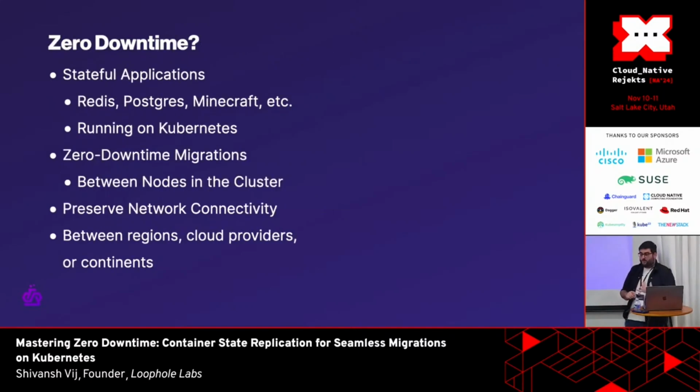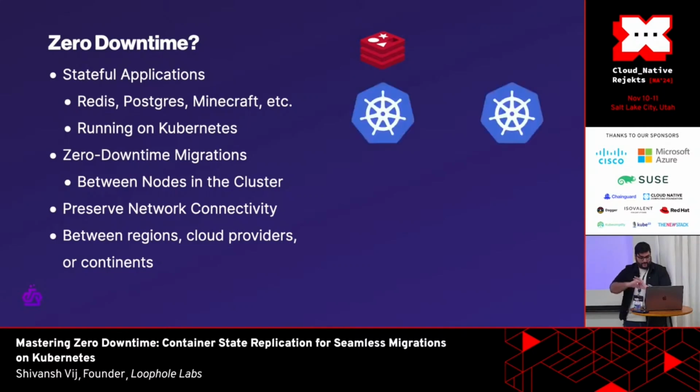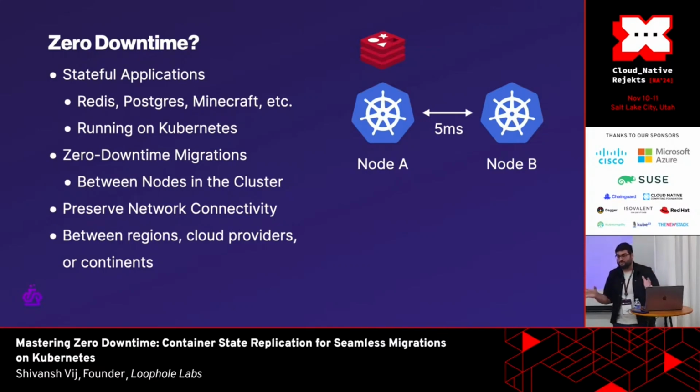Okay, so now we know what stateful workloads are, and we know why it's important for us to be able to migrate them easily, but what do we mean by zero downtime? Let's say you have a stateful workload. Let's pick Redis, or Valkey, that's my favorite one. It's running somewhere on some Kubernetes node, and I want to move it to a different node. Whether that's because I want to do maintenance on the node or because I want to move it closer to my users, for whatever reason, I want to get it off of node A.